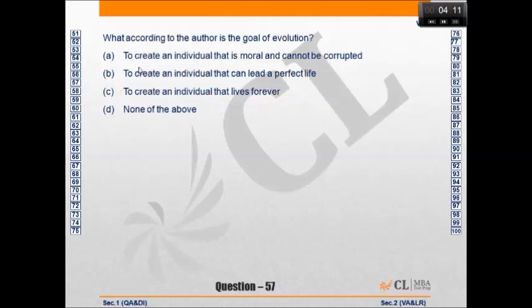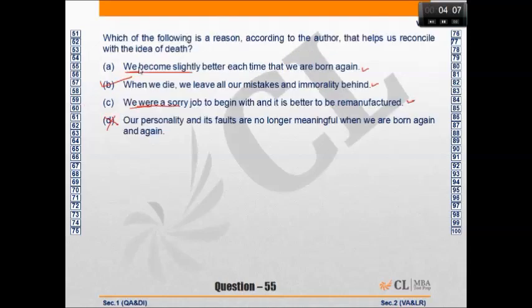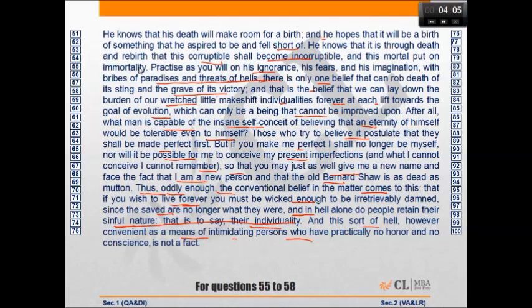What according to the author is the goal of evolution? I'll just go back. Evolution came somewhere in the end of the passage again. So let me pick out the word evolution and see what it means.